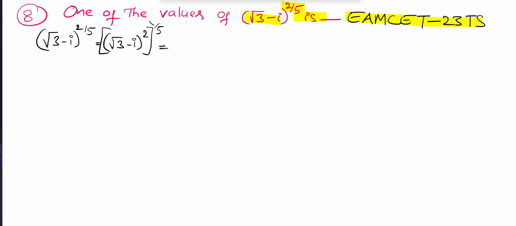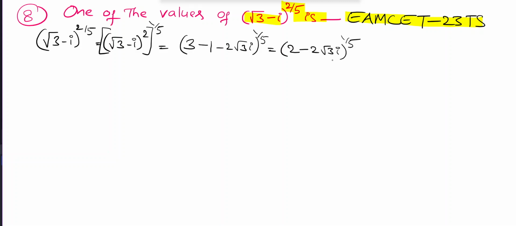This is a minus b whole square. Root 3 whole square is 3, plus i square is minus 1, minus 2 root 3 i, whole to the power of 1 by 5. This is 3 minus 1 is 2. So 2 minus 2 root 3 i whole to the power of 1 by 5.